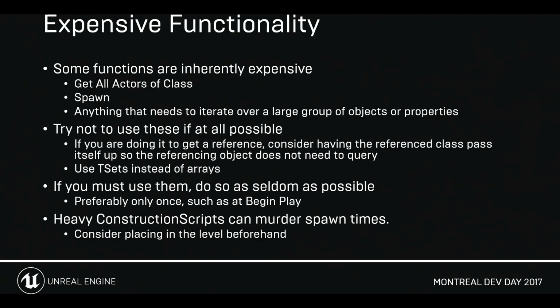Expensive functionality. Some functions in Blueprint are just expensive by the nature of how they work. Things like get all actors of class, things like spawning objects into the world, or anything that needs to iterate over a large list of objects.